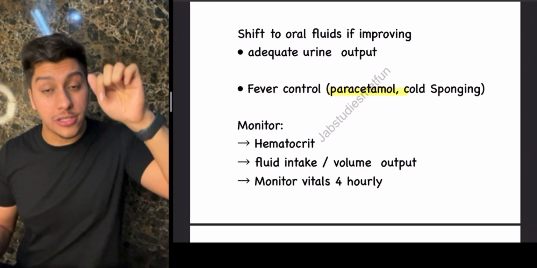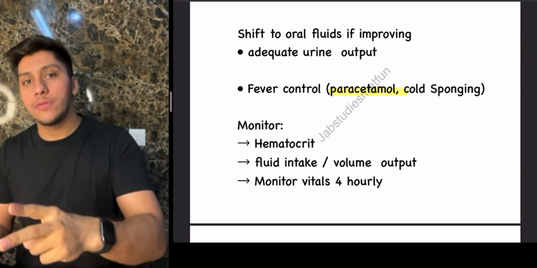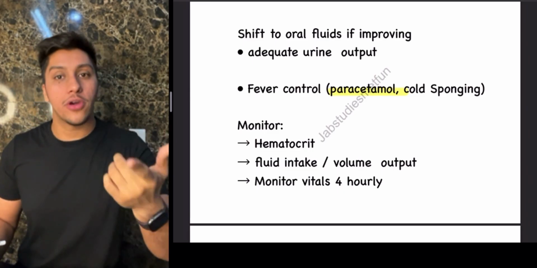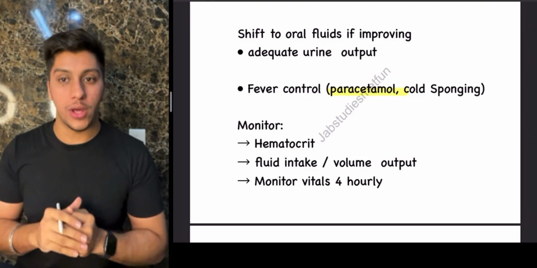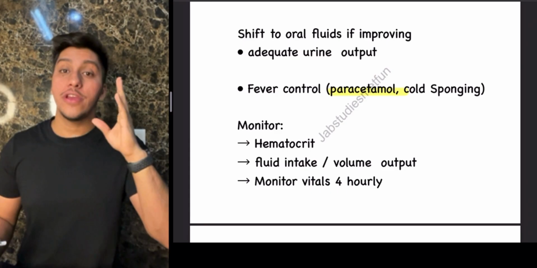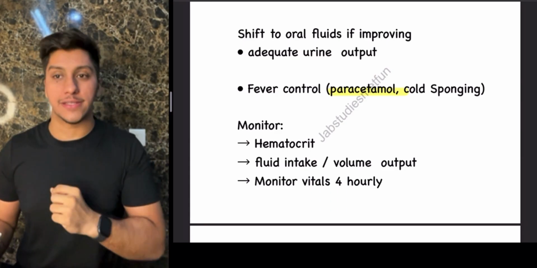If hematocrit is low, it means there is internal bleeding. Fluid intake and output volume, how is that going to be done? By your Foley's catheter, which you'll check, and you'll see in the urine bag, you can see the level as well. And monitor the vitals every 4 hours. This is the management of dengue with warning signs.